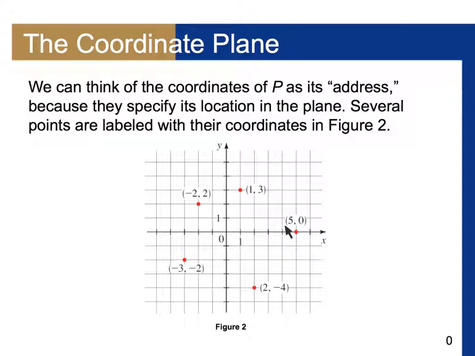So if the first one is 5, that means we're going to go 5 to the right, and then 0 is the second one, so we're not going to go up and down at all. So 5, 0 would be here. 1, 3, we're going to go 1 to the right and then up 3, starting at the origin. Minus 2, 2, we're going to go 2 to the left, since minus 2 is the first coordinate, and then up 2. For minus 3, minus 2, we're going to go 3 to the left and then down 2. So remember, the first one is always your back and forth. And finally 2, minus 4, we're going to go 2 across and 4 down.